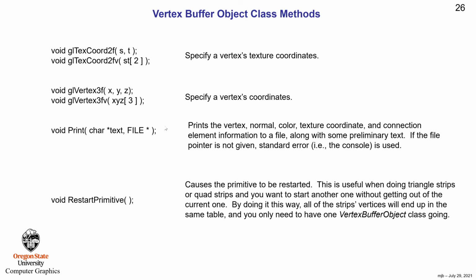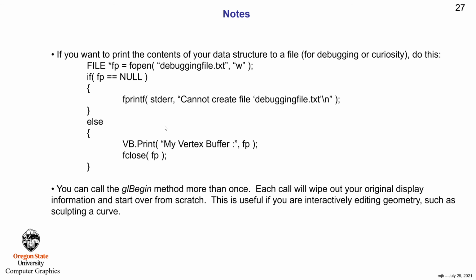Yep, there it is. Yep, text coord 2f. You can also print it out if you would like a record of what you did, or if something's not right, you can print out the vertex buffer object and see maybe where it's going wrong.